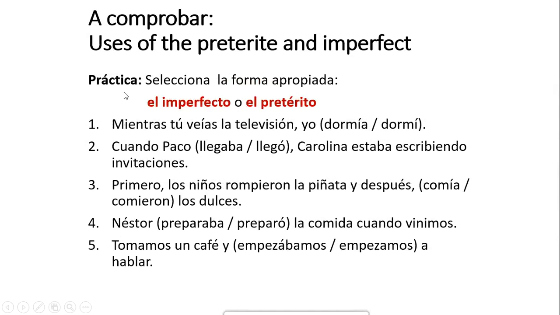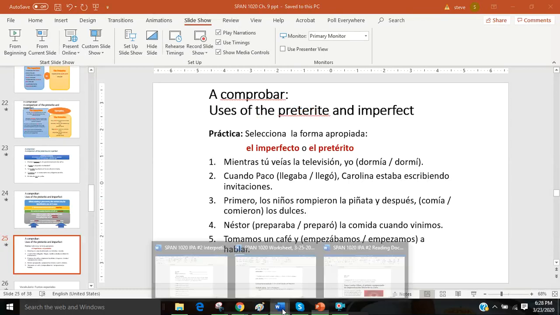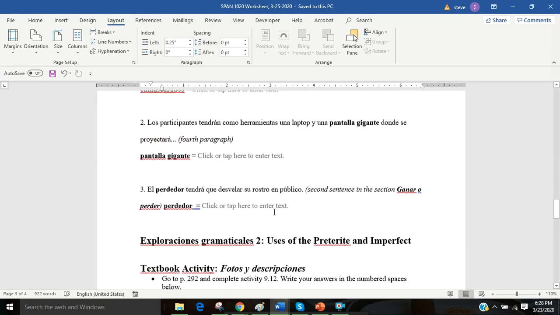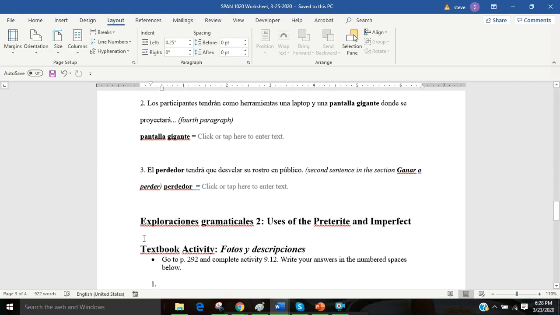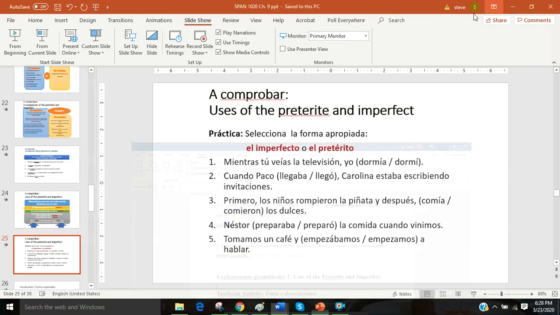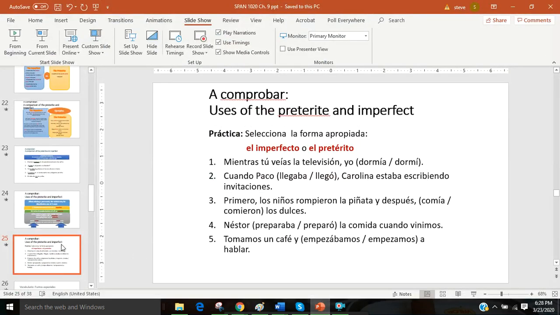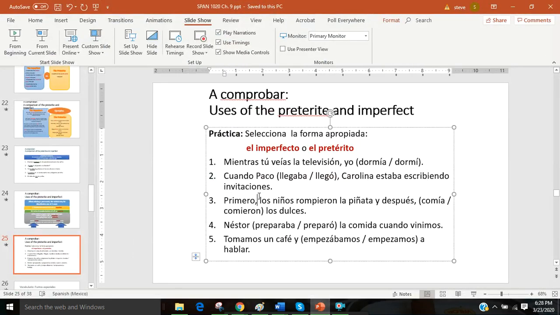Okay, dice selecciona la forma apropiada, el imperfecto o pretérito. Okay, so now I'd like to ask you to pause your video while you complete the activity on the worksheet. And you have spaces, it looks like I'm going to need to add those spaces, which I'll do right here. Okay, you'll be able to see them. The activity will be labeled with comprobar uses of the preterite and the imperfect. So I'll get that taken care of. Now, let's go through it.